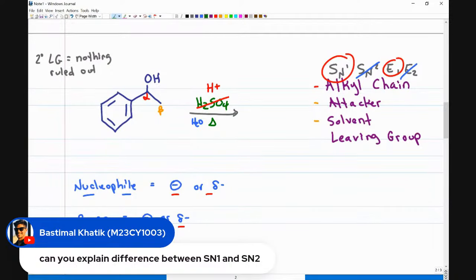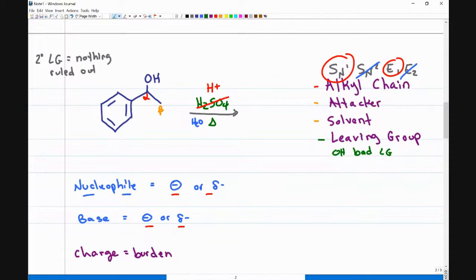Finally, we have to look at the leaving group. The leaving group in this case is OH. OH is a bad leaving group and it will not leave. So we have a problem. Everything else would work out if only the leaving group would leave. So how do we get it to go? Very simple. If it doesn't want to leave on its own, we bribe it. And how do we bribe it? With an acid catalyst.